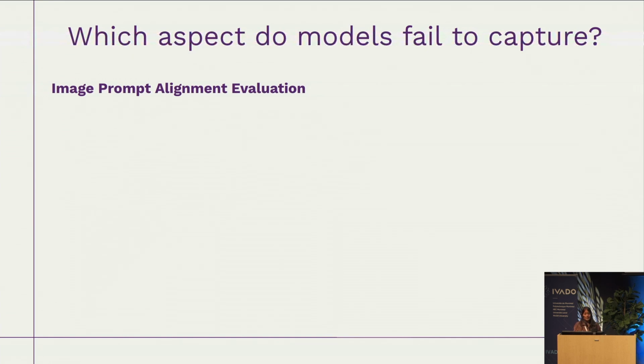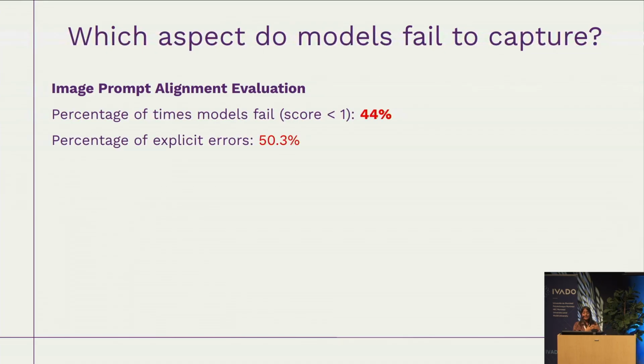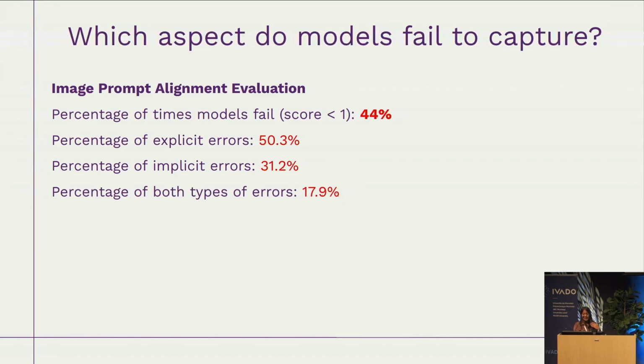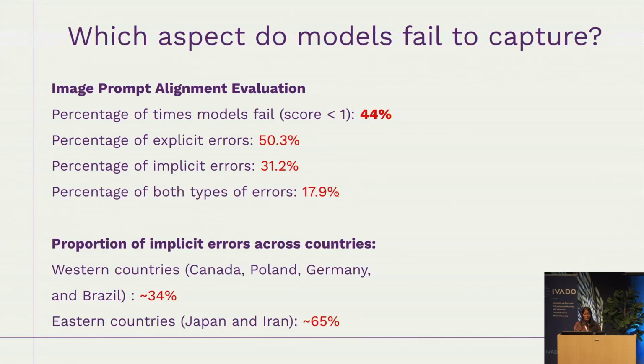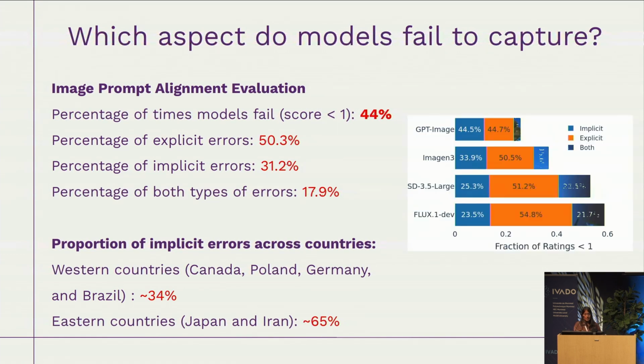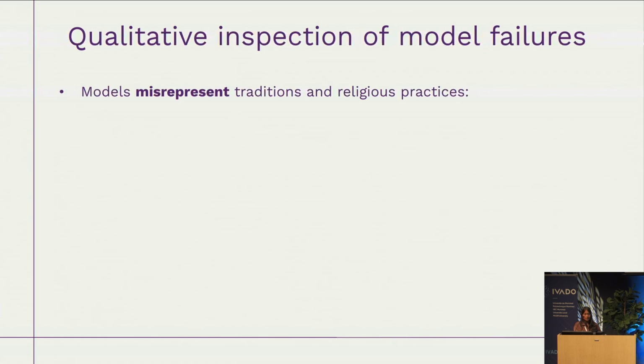If we did further analysis on which aspect these models are failing to capture, with respect to explicit versus implicit criteria, the percentage of times they fail is, let's say, 44%. Out of the times they are failing, the percentage of explicit errors is 50%, implicit errors is 31%, and both is 17%. Another interesting thing we found is that for Eastern countries, the percentage of implicit errors is much higher than for Western countries. I'm going to skip this plot here in the interest of time.